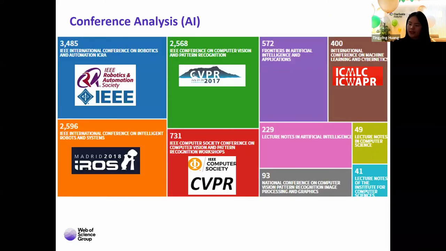With conference analysis, we can find the most relevant and productive academic conferences in AI and deep learning research areas and research topics for us. Maybe in the future we can pay more attention to these most relevant and productive research conferences.